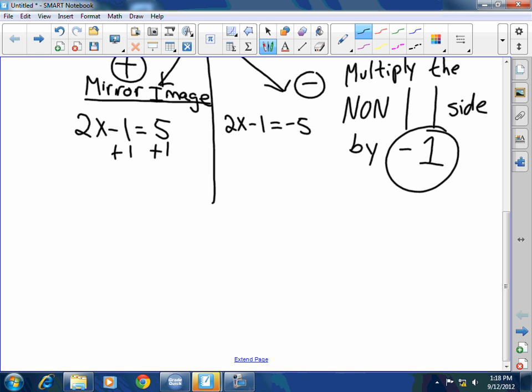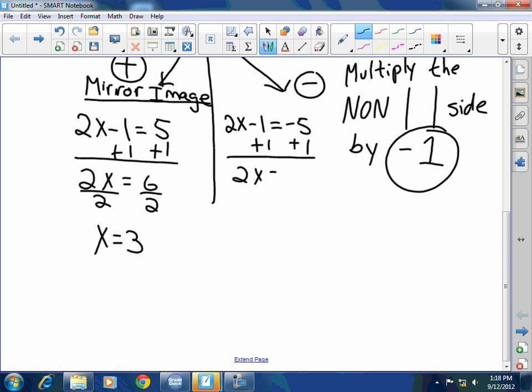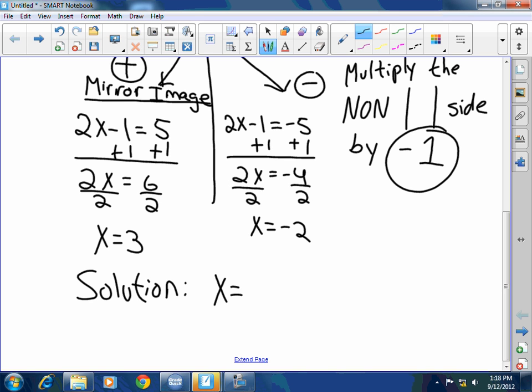Plus 1, 2x equals 6, divided by 2, x equals 3. And add 1, 2x equals -4, divided by 2, x equals -2. So my solution: x could equal 3 or -2.